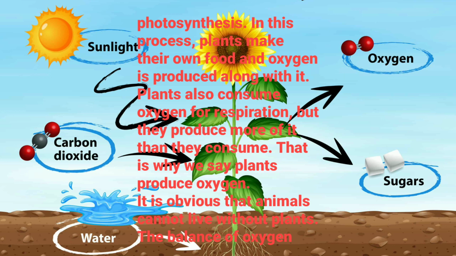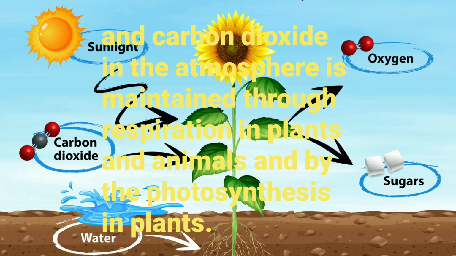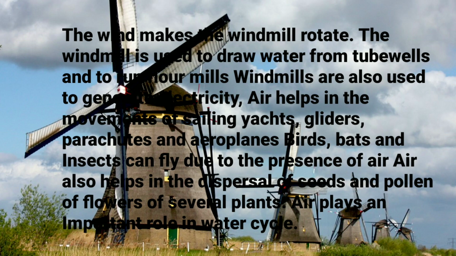It is obvious that animals cannot live without plants. The balance of oxygen and carbon dioxide in the atmosphere is maintained through respiration in plants and animals and by photosynthesis in plants. Next, we see the topic windmills. The wind makes the windmill rotate. Windmills are also used to generate electricity.